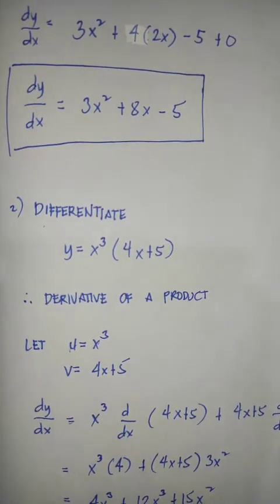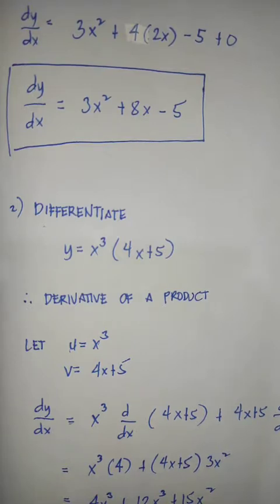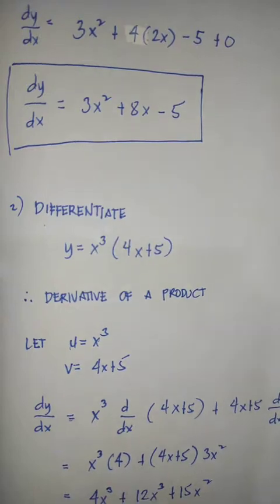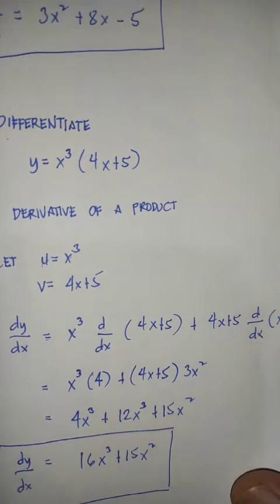Find the derivative or differentiate y is equal to x cubed times quantity 4x plus 5. So, this is derivative of a product. Dito let u be x cubed and v is 4x plus 5. So, alam nyo na, ang derivative ng product is ano? U derivative of v with respect to x plus v derivative of u with respect to x. Ganun lang din. Pinaikli lang natin yung process.